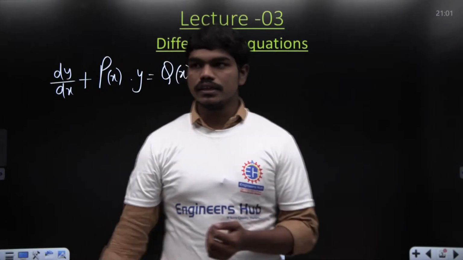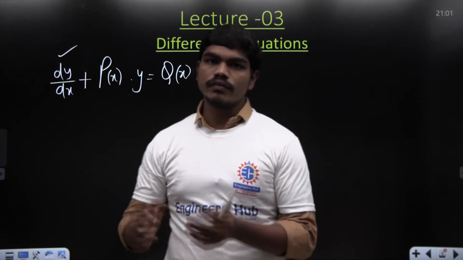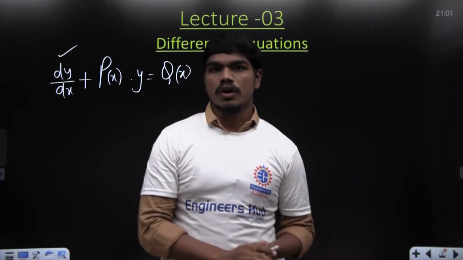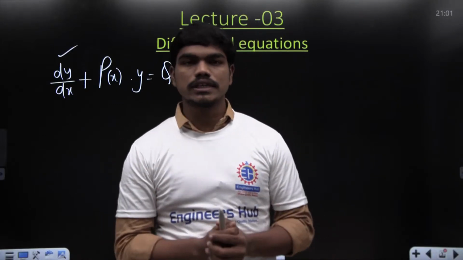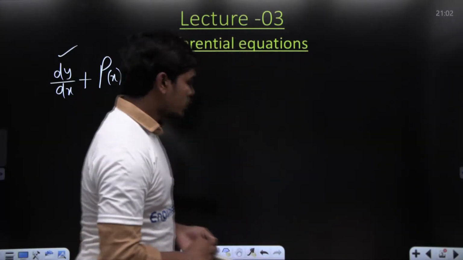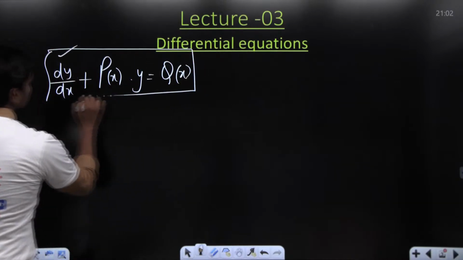So now, this is the standard form of the linear Leibniz equation. In today's class we'll continue with linear equations a bit, and then we'll move on to what are called higher order differential equations. We'll see what a higher order differential equation is and how to solve it. Now this is a linear Leibniz equation, and of course you know how to obtain the solution of this equation.